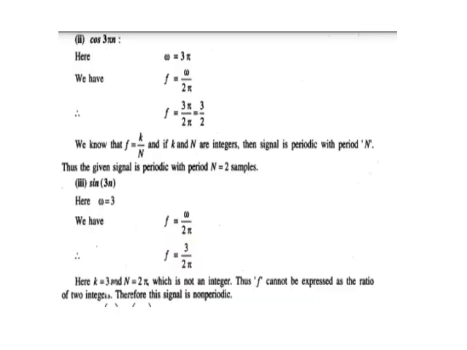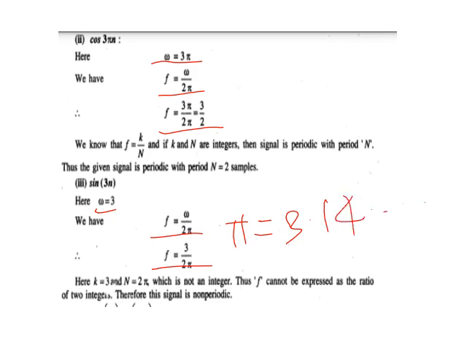Then we move to the next. Here omega is 3 pi, and the value of f is omega by 2 pi, so f equals 3 by 2. Again a ratio of two integers, so the given signal is periodic. Then sine 3n: omega is 3, f equals omega by 2 pi, so f equals 3 by 2 pi. But what is the value of pi? It is 3.14 and so on, so it is not a ratio of two integers. See here, it is not an integer. F cannot be expressed as the ratio of two integers, therefore the signal is non-periodic. Okay, getting this?